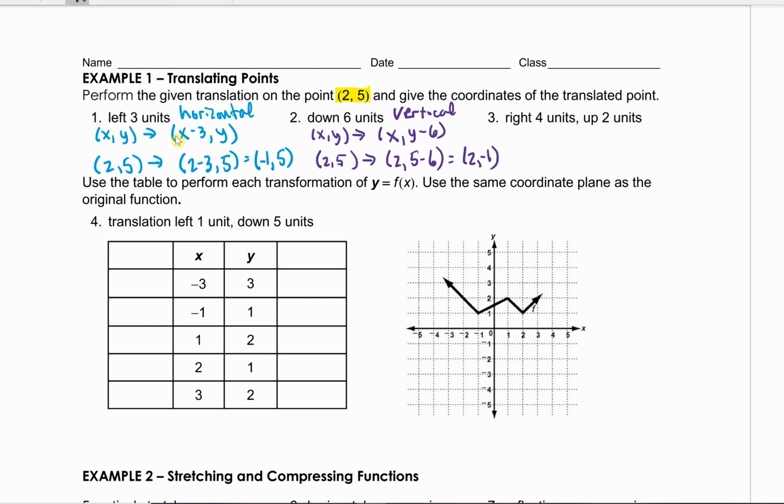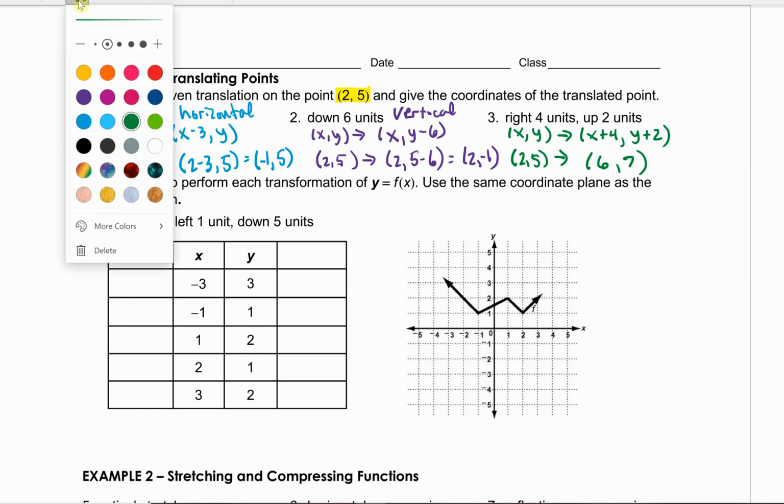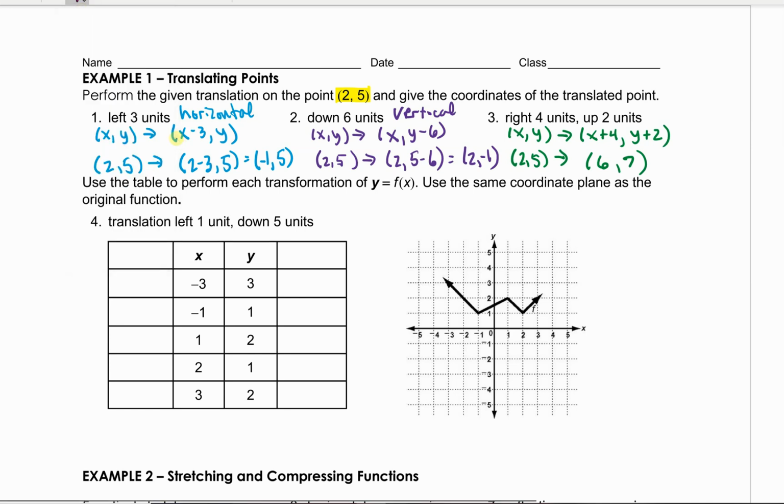Last one here, we're doing 2 things. So we got x, y, and the rule here is right 4, so it's going to be x plus 4, and up 2. It's going to be y plus 2. So we're doing both things. So 2,5 is going to become, let's see, 2 plus 4 is 6, and 5 plus 2 is 7. And that's it. Once you get the hang of this, it's not really very difficult at all.